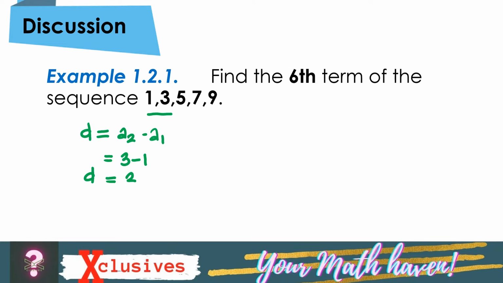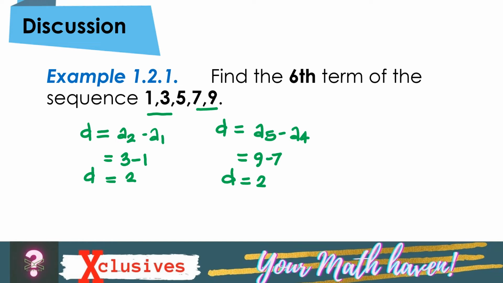If you want to make sure, you can also check other terms. For example, we have 7 and 9, the consecutive terms. So that would be our fifth term subtracted by our fourth term. So what is 9 minus 7? And that still results to 2. So we're pretty sure that the common difference here is 2 and the sequence is consistent.